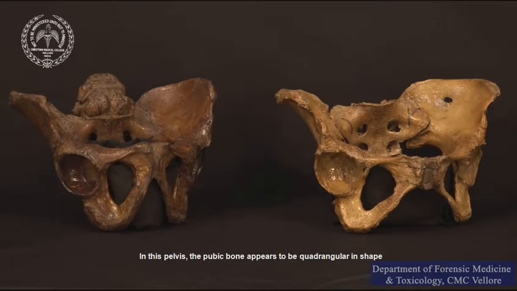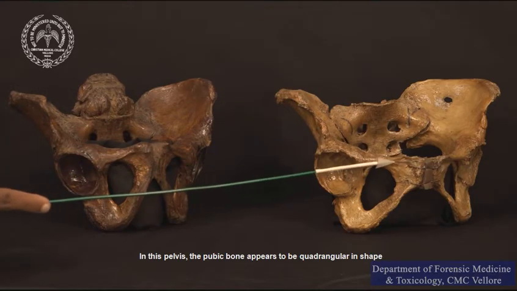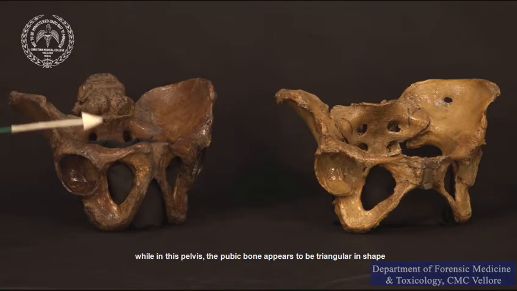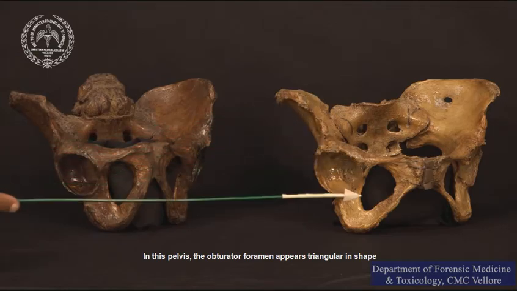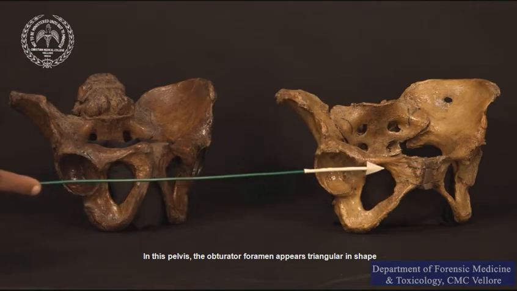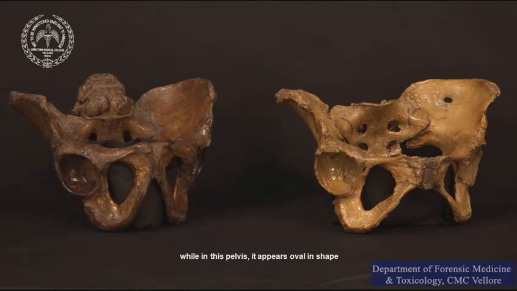In this pelvis, the pubic bone appears to be quadrangular in shape, while in this pelvis, the pubic bone appears triangular in shape. In this pelvis, the obturator foramen appears triangular in shape, while in this pelvis, it appears oval in shape.